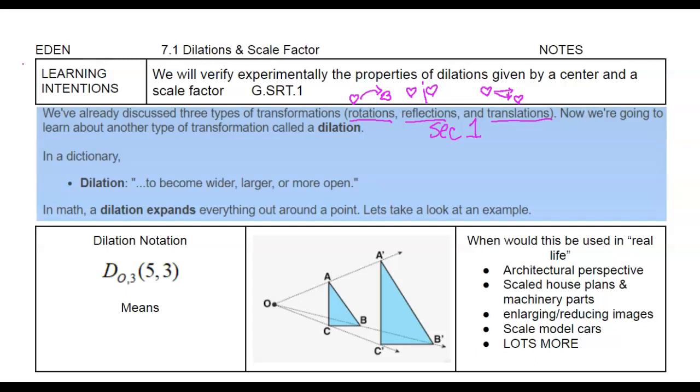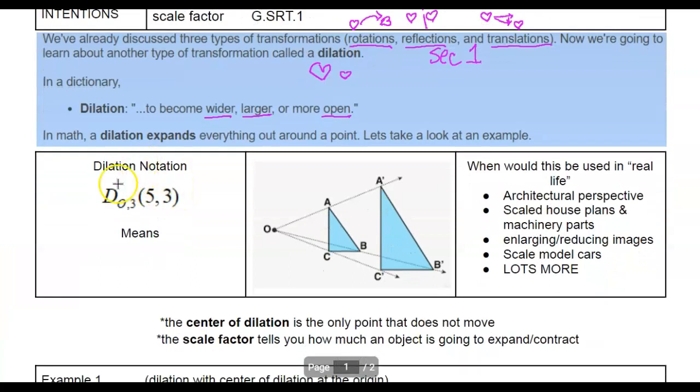Then we've learned about dilations, where you make something larger or smaller, but you keep the same shape, but we want to go a little bit more in depth in this class. On dilations, it is to become wider, larger, or more open, or smaller if we have a different scale factor. Everything, when you dilate on the XY axis, you can think of it that way, is going to expand around a certain point. Okay, so let's look at an example.